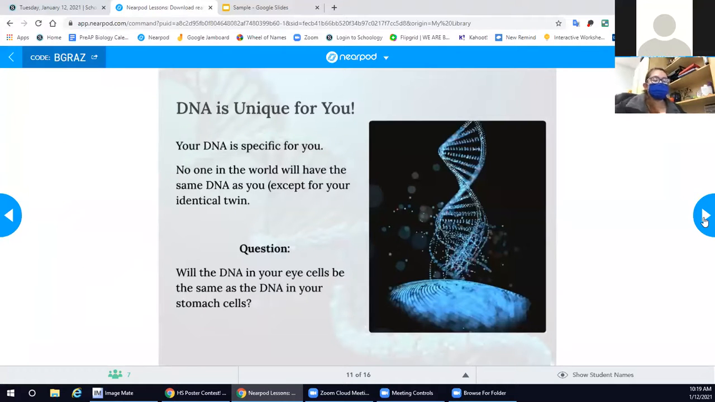All right, so DNA is specific for you. No one in the world will have the same DNA as you unless you have an identical twin. So yes, identical twins do have the same DNA structure. Their fingerprints are different, but they'll have the same DNA. So it's really hard to do a paternity test or a maternity test with identical twins. Fraternal twins are different, but identical twins have the same DNA.